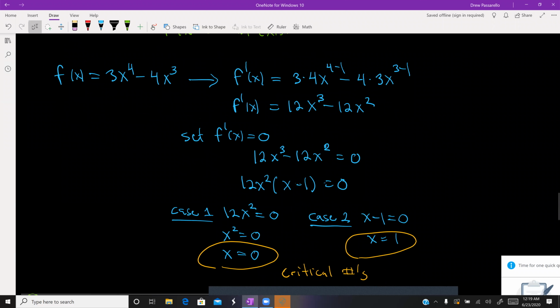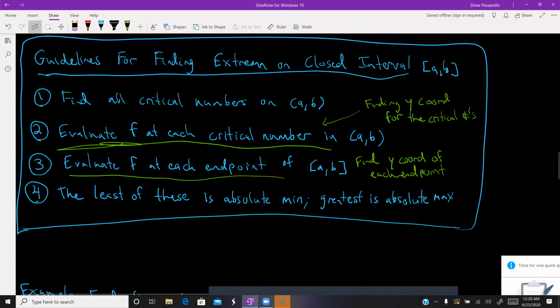I set 12x cubed minus 12x squared equal to 0 and solved for x by factoring. I factored out 12x squared, and then I got times x minus 1 equal to 0. So I have two factors. I set 12x squared equal to 0, and the second factor, x minus 1, equal to 0. The first factor gives x being 0, and the second factor gives x equals 1. So these are my two critical numbers. That is the first part of the guidelines.